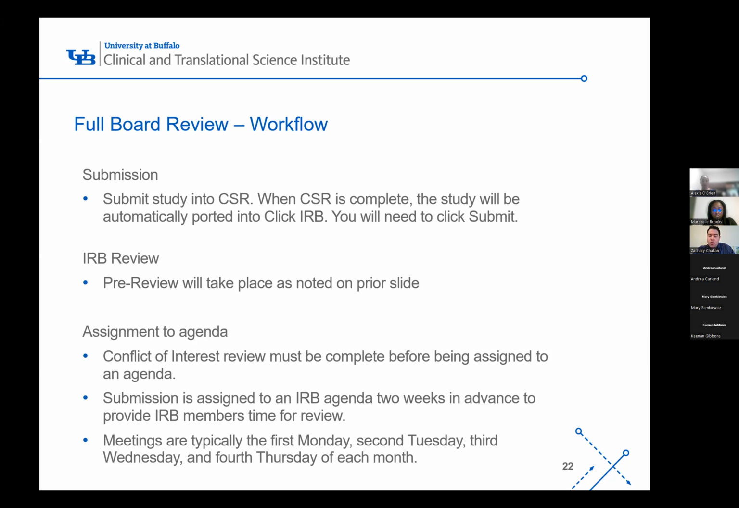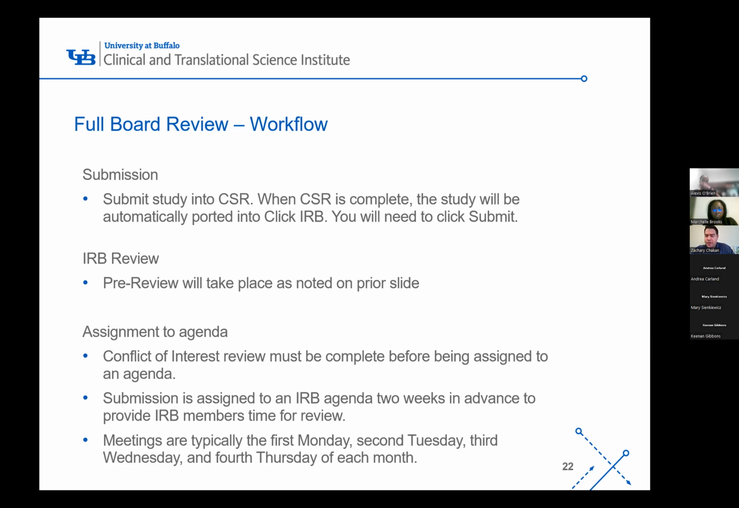Typically, your study will get assigned to a board meeting IRB agenda two weeks in advance to provide IRB members who are on the board meeting for that day time to review the study. Sometimes that could be 7 to 10 days, but generally we like to try to do two weeks in advance to provide all the board members enough time to review the study. There could be anywhere from 4 to 7 members at a board meeting, because we have potentially 7 voting members for each of our board meetings, and there are 4 meetings a month now.